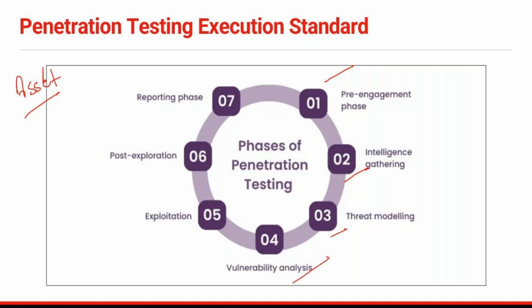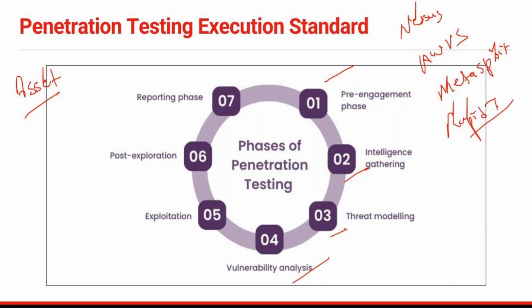Then we have vulnerability analysis. Vulnerability analysis means that you will use automated tools to scan for the vulnerabilities. Automated tools may include NIST, Acunetix Web Vulnerability Scanner, Metasploit, also the organization Rapid7 provides InsightVM, right? That's a scanner for vulnerabilities. So you will run the vulnerability scanner to find the vulnerabilities, and once they are found, you will check if they are exploitable or not.